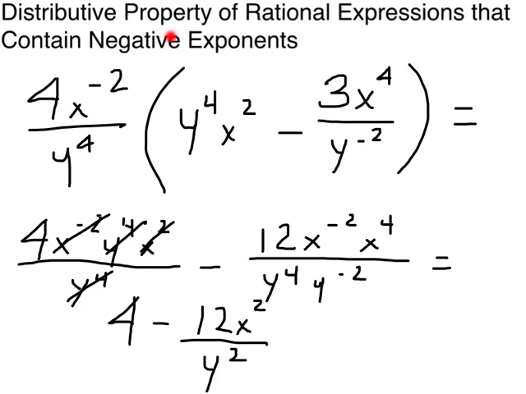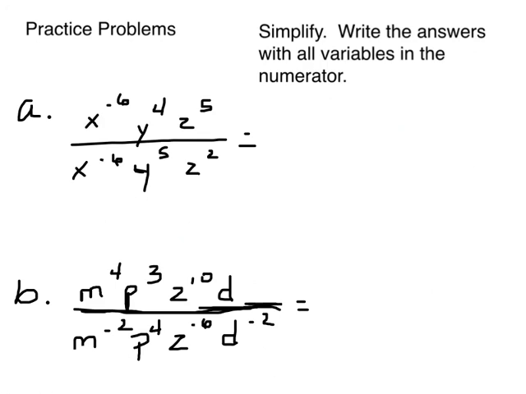X to the negative second times x to the fourth, what's that going to give me? X squared. And then y to the fourth times y to the negative second. When I add those exponents, which is adding algebraically, I'm going to have 4 minus 2, which is y squared. So it's really just a continuation of what we learned earlier. So let's work out these practice problems.